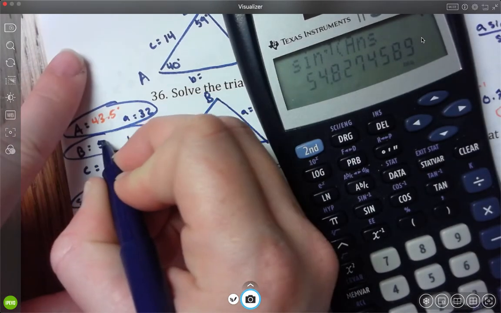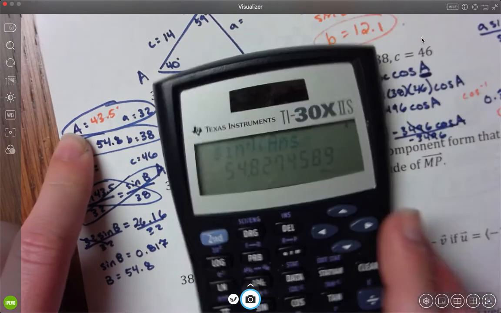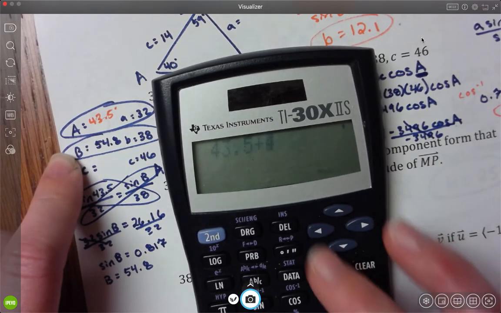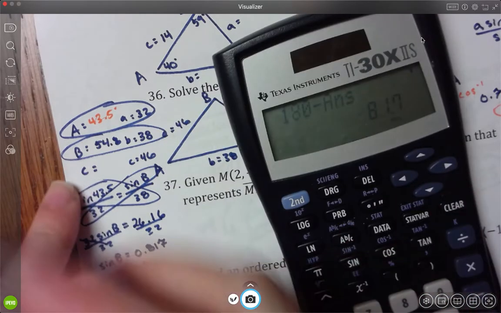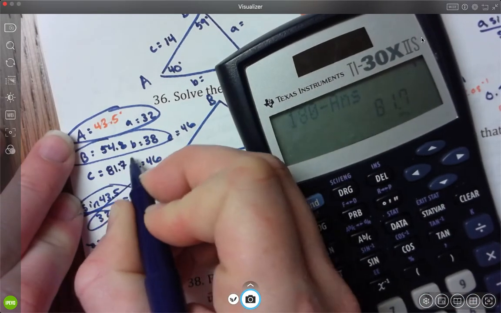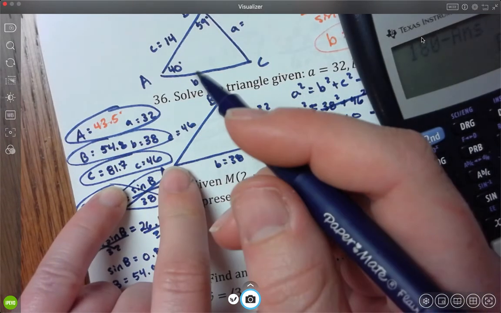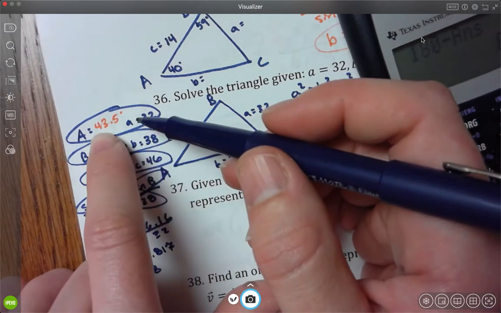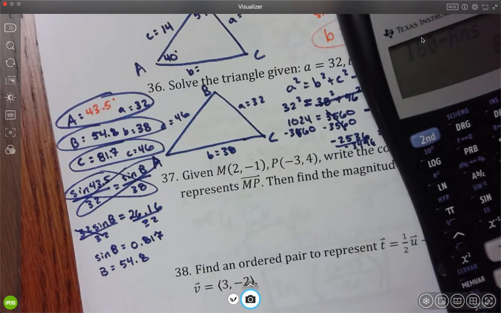And now the easy part, find C. Add these two together and subtract from 180: 43.5 plus 54.8, and 180 minus that answer is 81.7 degrees. Now it's also a good idea to make sure that the largest angle is opposite the largest side. So 81.7 is the largest angle, 46 is the largest side. The smallest angle is 43.5, opposite the smallest side. So that's consistent with what it should be.